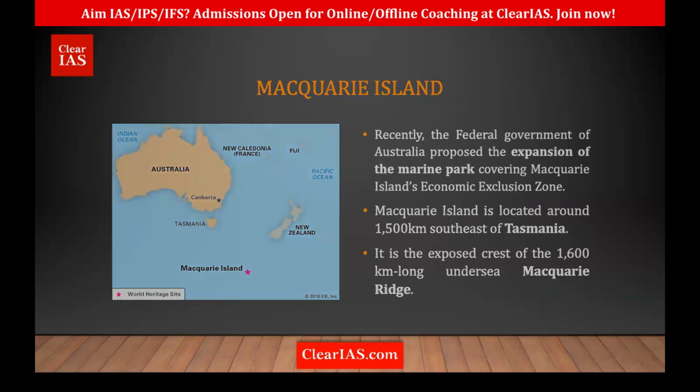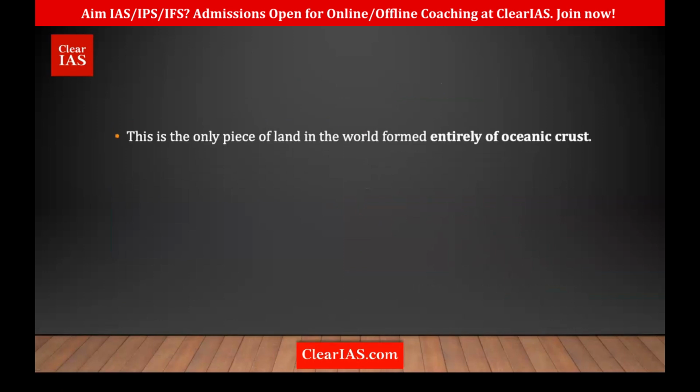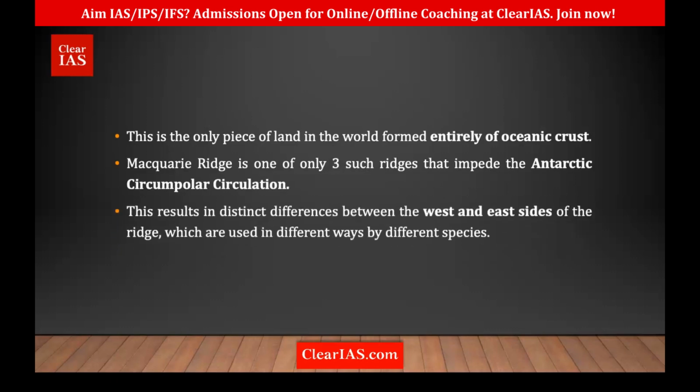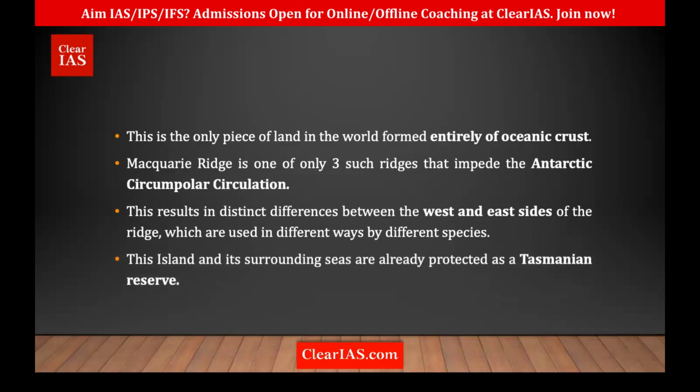Then there's something called the Macquarie Ridge. Remember, it is the only crust in the entire world which is completely made of oceanic crust, the only piece of land. Then there is Antarctic circumpolar circulation, and this Macquarie Ridge actually disrupts it. There will be differences because of this ridge, with west and east side differences of species. Then it is already part of the Tasmanian Reserve, and it is also a World Heritage Site.